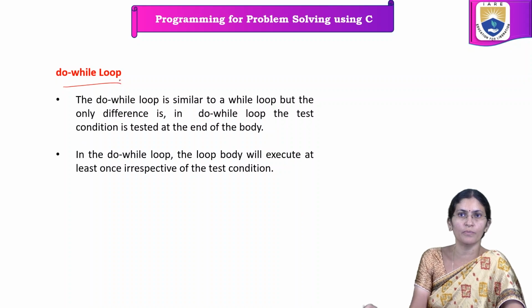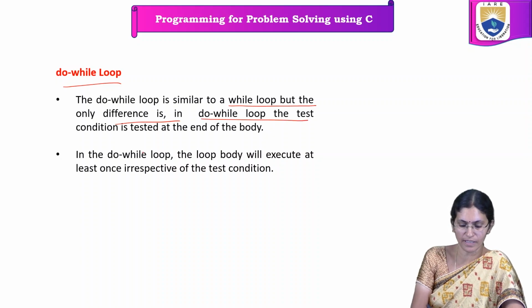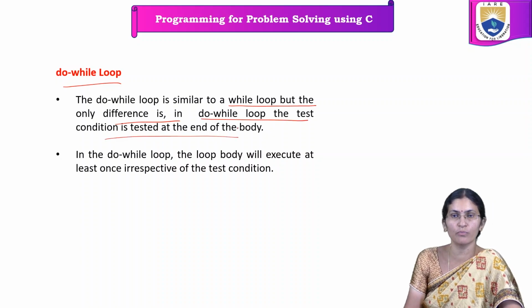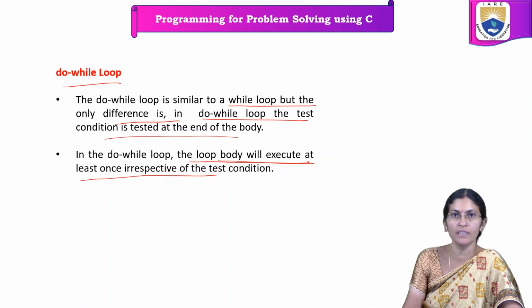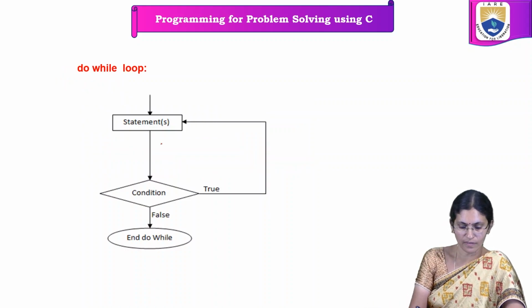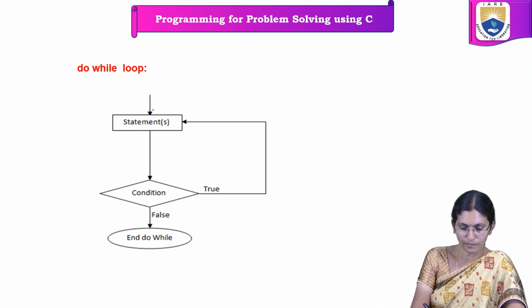Next is the do while loop. The do while loop is similar to the while loop, but the difference is that in the do while loop, the test condition is evaluated at the end of the body. So the statements inside the do while loop will be executed at least once, irrespective of the test condition. This is the flowchart of the do while loop.